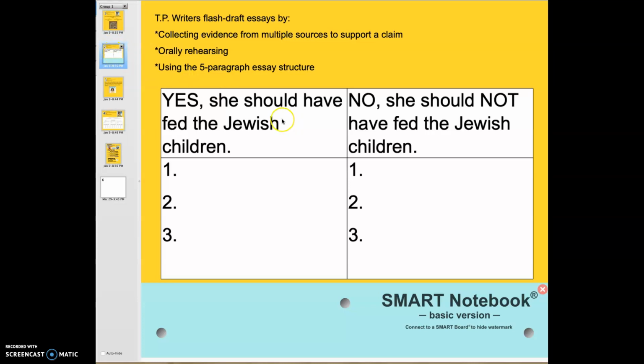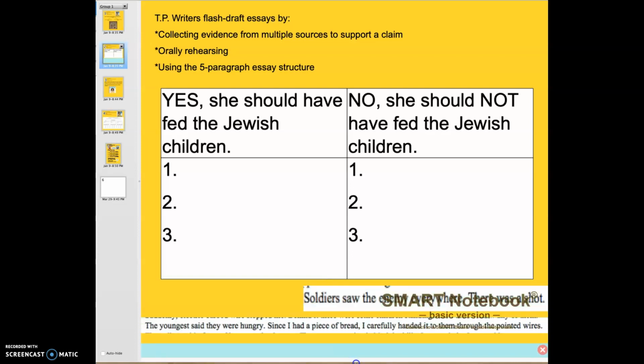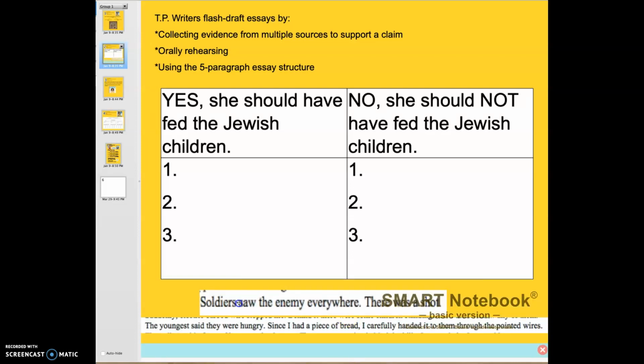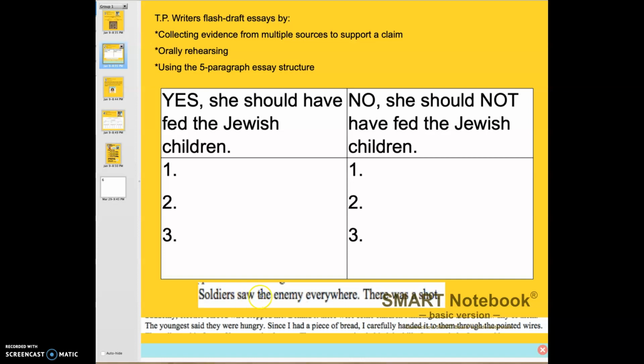So we're going to start out by going back to the text and finding evidence. I'm going to show you really quickly how we do that. Here are 2 pieces of evidence that I found as examples in the text. The first line from the text is that soldiers saw the enemy everywhere. There was a shot. So we know that was at the end of the read aloud, and we can assume that Rose Blanche was shot.